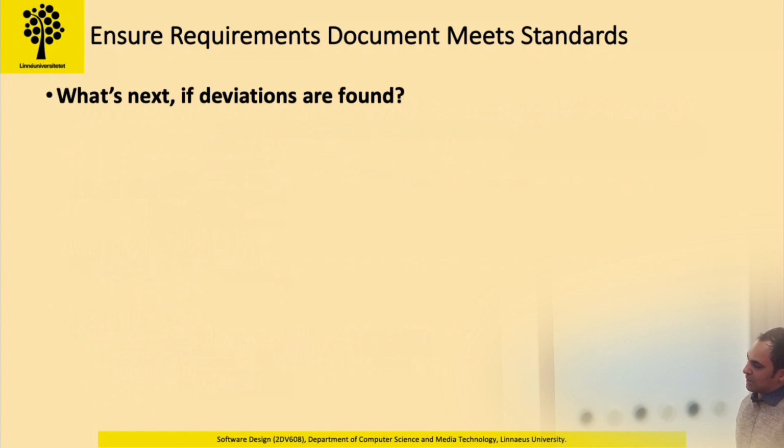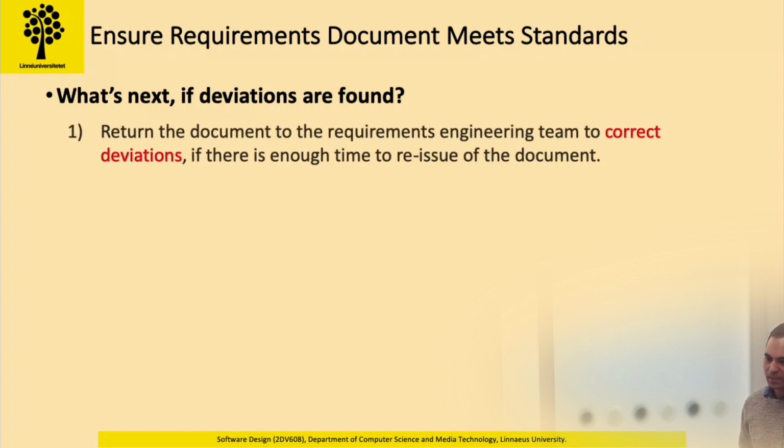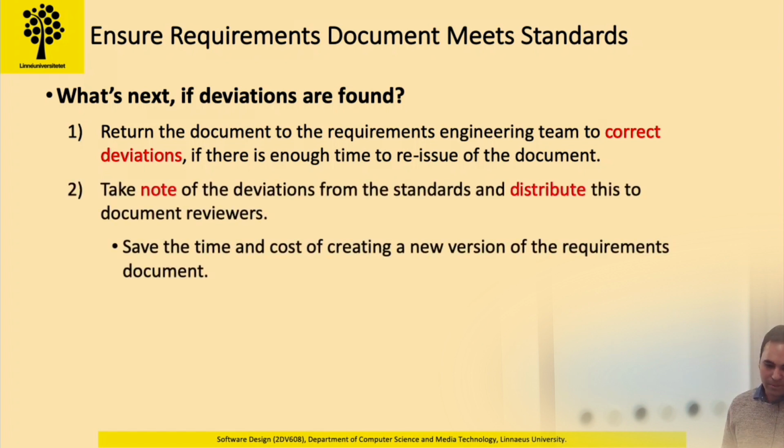So the problem is, once he identifies the problems or deviations from the standards, what will he do? He can do two things. The first one is he can return the whole document to the team, and if there is enough time, they can go through or rewrite the whole document. Or simply, he can take note of the deviations or mark those deviation points in the document and return it to the reviewers.